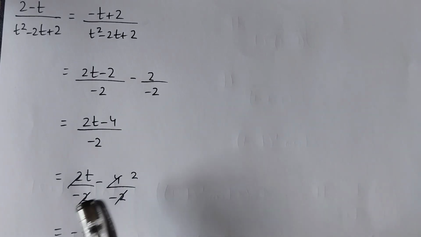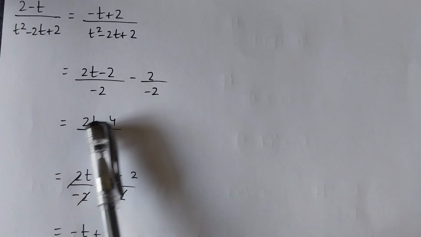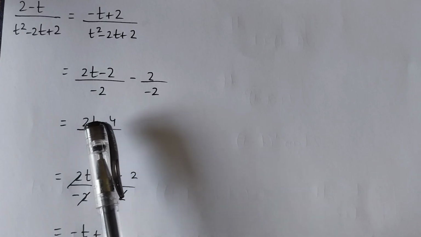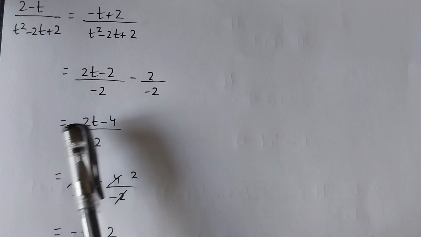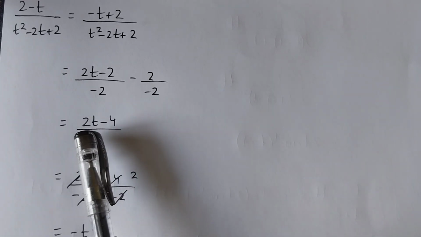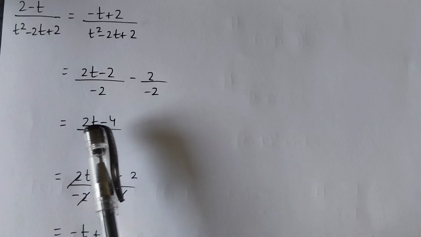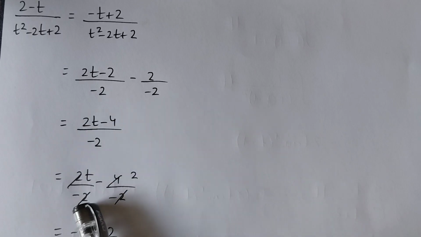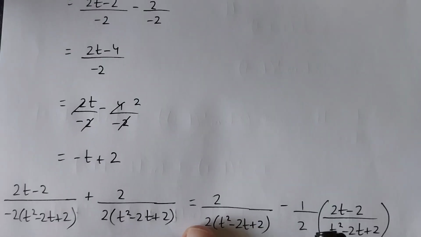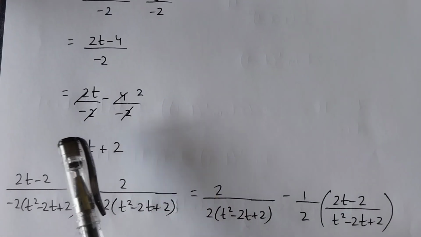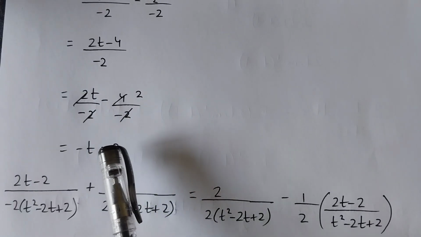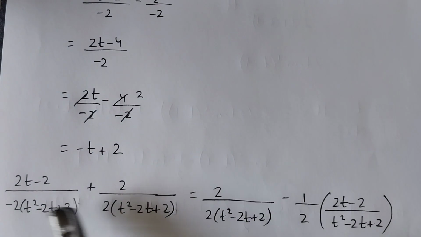So this numerator can be written as a combination of terms, so this 2t and 4 can be separated. This will become 2t over minus 2, and this will become minus 4 over minus 2. So these two 2's cancel out, and we are left with minus t plus 2.